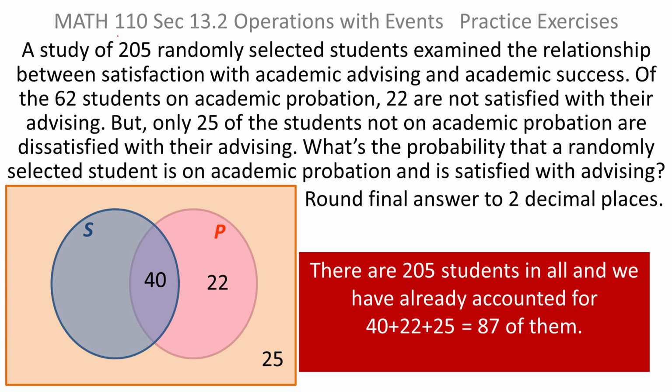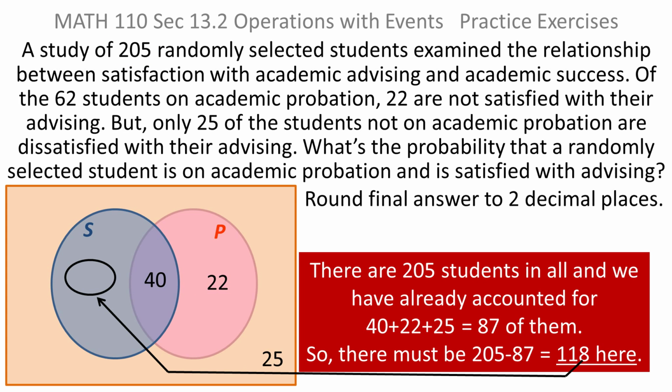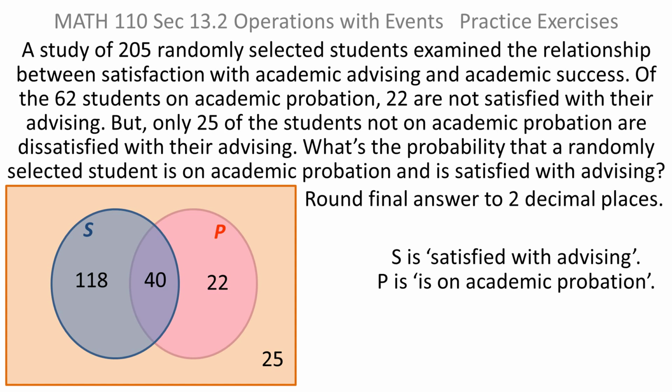But the total is there were 205 students, and we've already counted 40 plus 22 plus 25. We've already counted 87 of them. So that means the rest of the students inside of circle S have to be whatever number adds with the other 3 to give us 205, and that turns out to be 118. Now that we've got our Venn diagram completely done, we can answer the question.